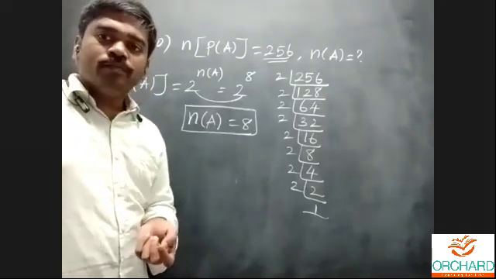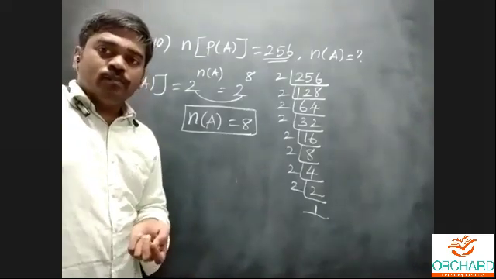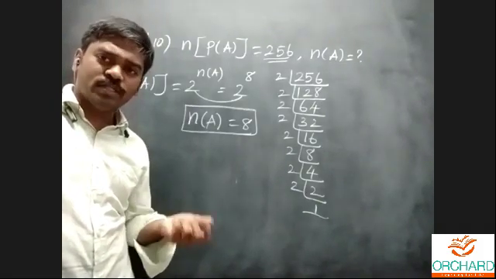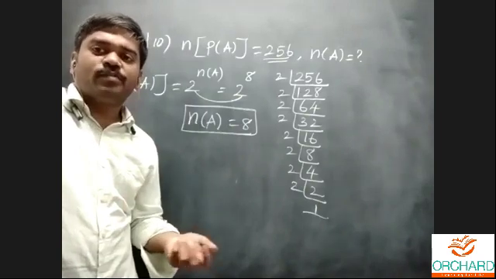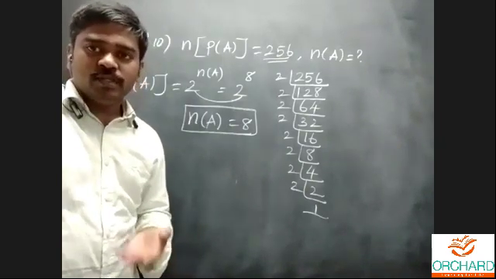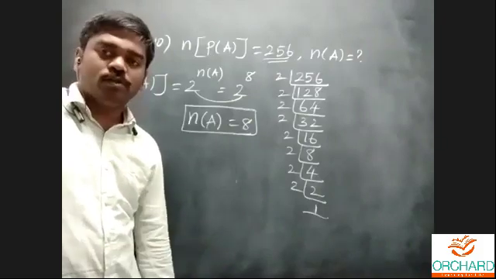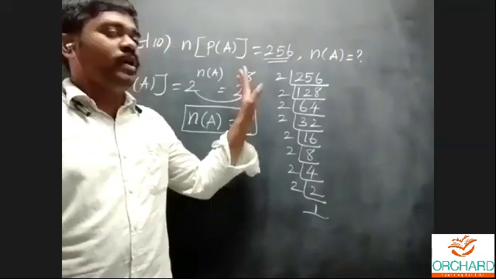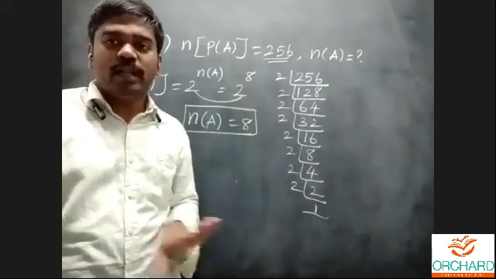And next, finite and infinite sets, universal set, subset and proper subset, and then disjoint set and singleton set. Everything we'll discuss. They have given 11 types of sets. This exercise is fully based on the 11 types of sets.